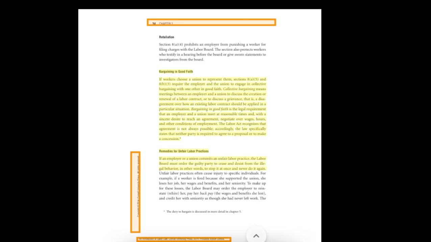The Labor Act recognizes that agreement is not always possible. Accordingly, the law clearly states that neither party is required to agree to a proposal or to make a concession.